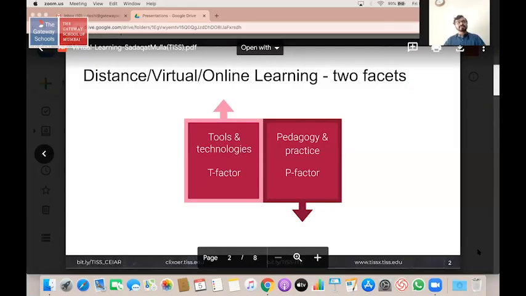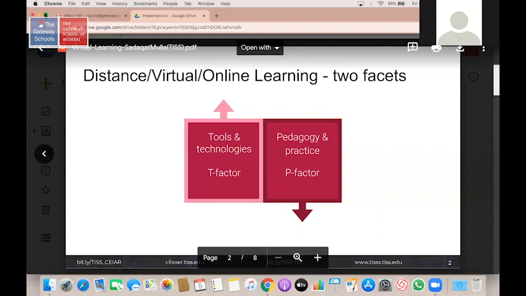Thank you so much, Radhika. I think when we discuss distance, virtual, online learning, all of them sort of become synonymous. There are two facets to it. One is the T factor and the other is the P factor, I call. So I'll briefly touch on it.